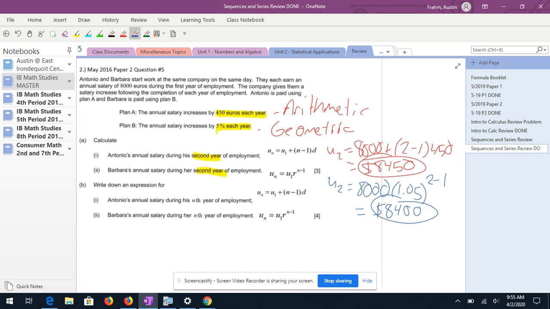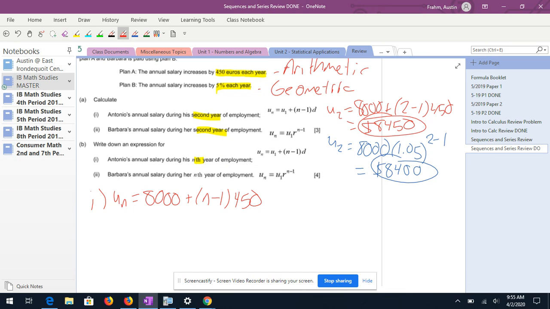Now, part B says write down an expression for Antonio's annual salary during the nth year. So we're doing what we did in part A, but instead of actually putting a number in for n, we're just leaving it as n. So for part 1, the equation is simply just going to be Un equals 8,000 plus n minus 1 times 450. Pretty simple. Part 2, we do the same thing for Barbara.